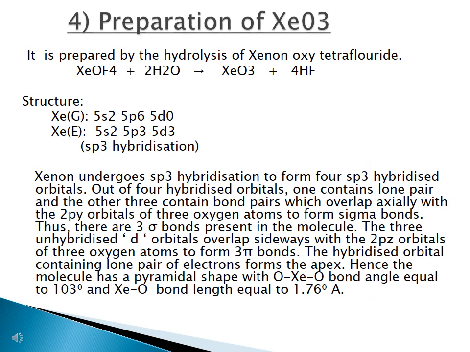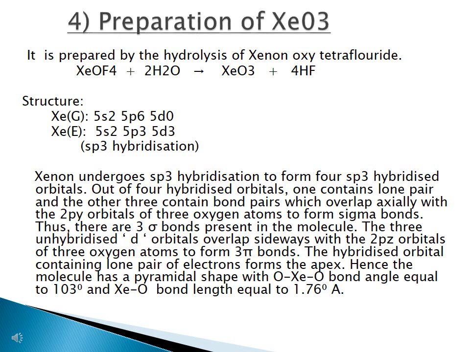Now, let us see the preparation and structure of the fourth compound, that is xenon trioxide. Molecular formula XeO3. It is prepared by the hydrolysis of xenon oxytetrafluoride. Chemical equation is XeOF4 plus 2H2O gives XeO3 plus 4HF. Structure.